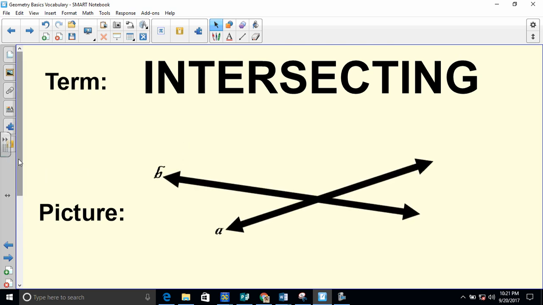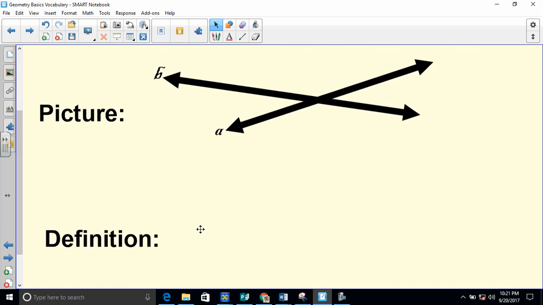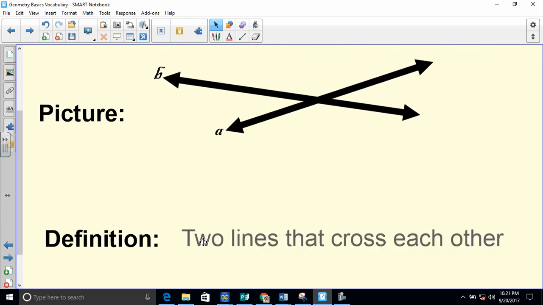Intersecting lines, they look similar to this, and all it means is just 2 lines that cross each other anywhere. If 2 lines cross over each other, then they are called intersecting lines.